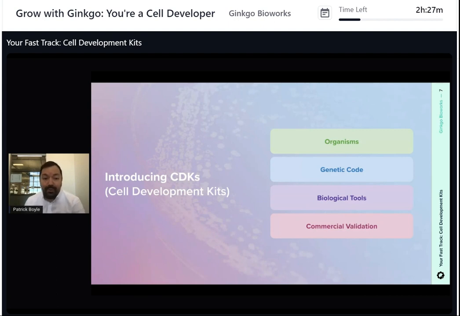Same thing on biological tools. We have all the tools we need to edit and improve these organisms, because again, these are not brand new organisms for us. These are things we've been engineering across many projects. And finally, and we feel this is important, we wouldn't be offering cell development kits as a way to access our platform today if we didn't feel the CDKs we're offering had commercial validation. In other words, these are organisms that are real workhorses in the industry, and enable us to develop strains that can be commercialized and scaled up.